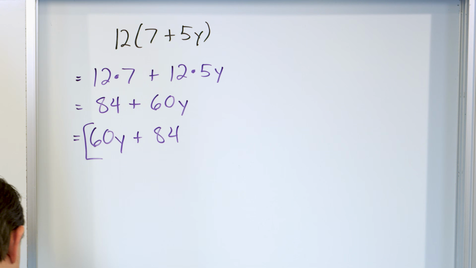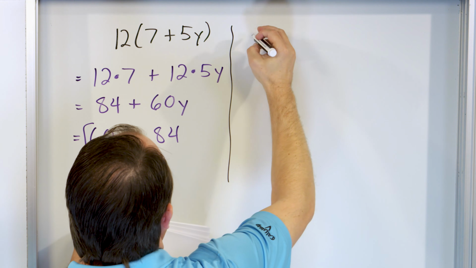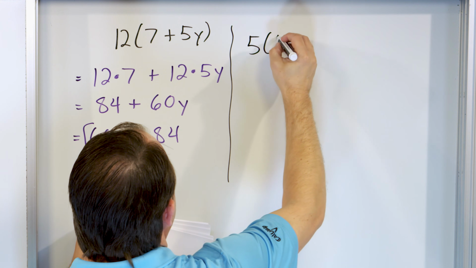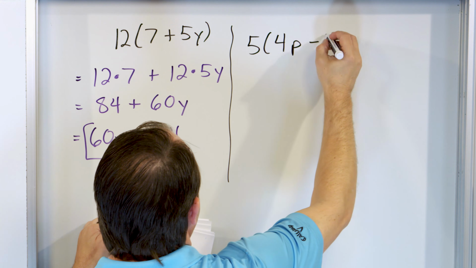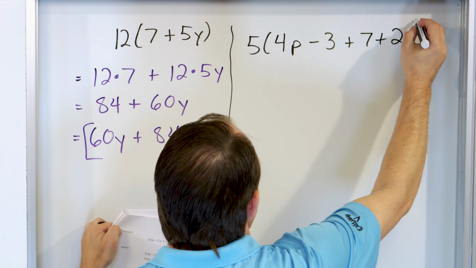All right, let's take a look at the next problem. I think we can squeeze it in right over here. And we only have 2 more of these, by the way. 5 times (4p minus 3 plus 7 plus 2p).